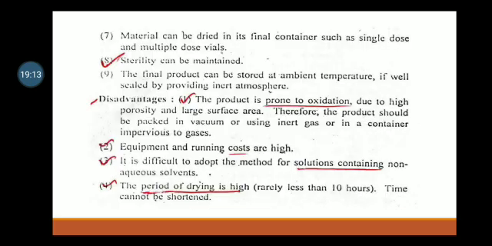Disadvantages. The product is prone to oxidation due to high porosity and large surface area. Therefore, the product should be packed in a vacuum or using an inert gas or in a container impervious to gases. Second, equipment and running costs are high. Third, it is difficult to adopt method for solutions containing non-aqueous solvents. Then the period of drying is high, rarely less than 10 hours.